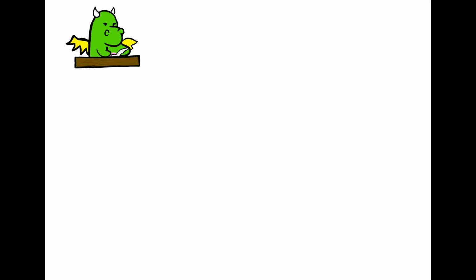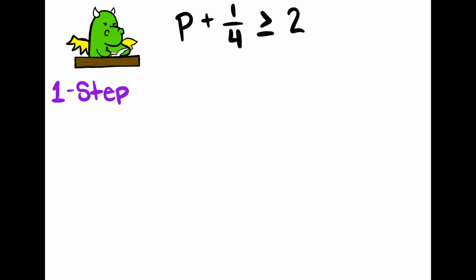Let's do an example. These basic inequalities are really just one-step equations. If you need a refresher on that, check out my deep dive on one-step equations. Now, remember, we are only talking about inequalities with addition and subtraction. The rules are a little different for multiplication and division, so hang tight for that video.